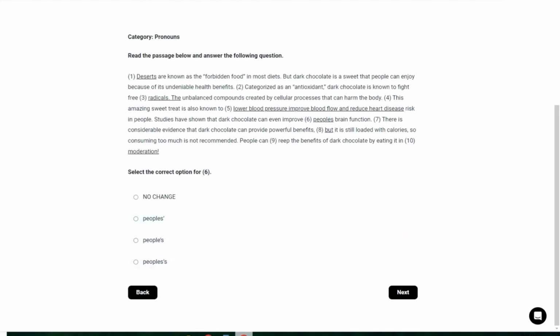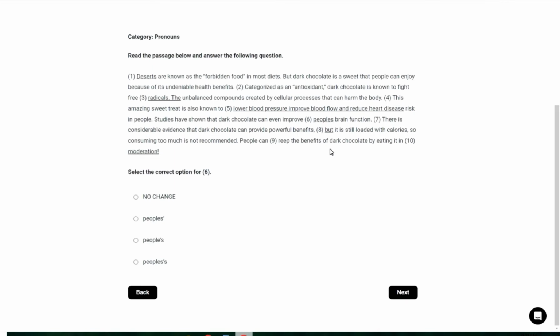So initially, you can see that there is a problem with this because it's saying people's brain function. Well, whose brain function? That's an easy question to ask. Is it asking who? In this case, it is. Whose brain function? And you're saying, okay, it's the people's. Kind of draw an arrow back to that on your own test. And so that means that no change is not going to be the right answer.